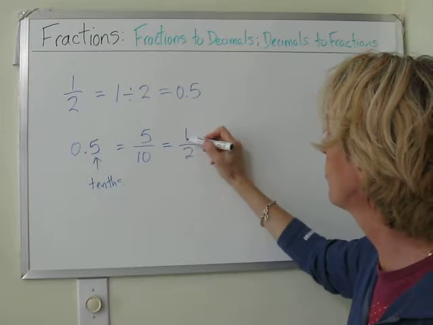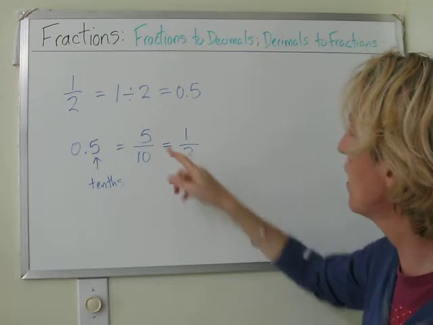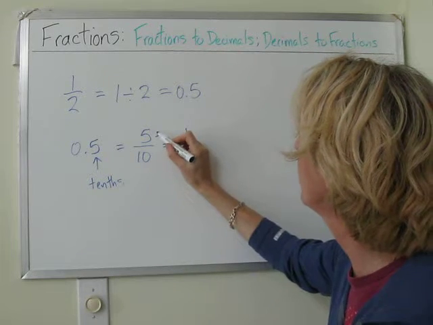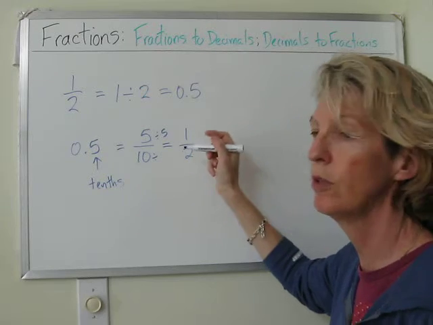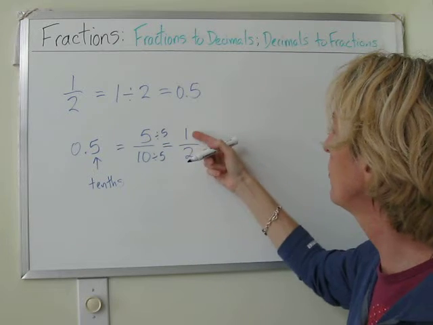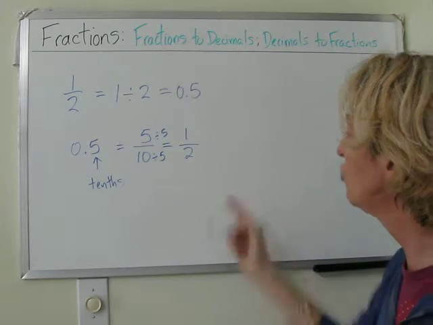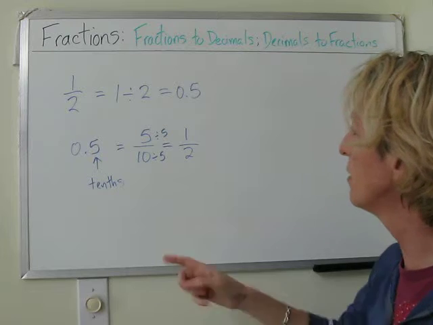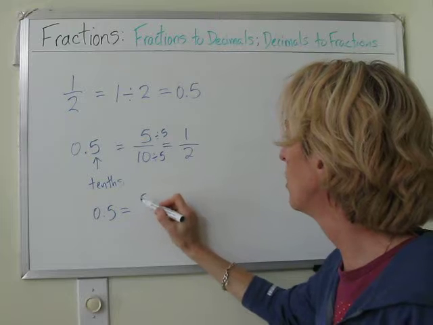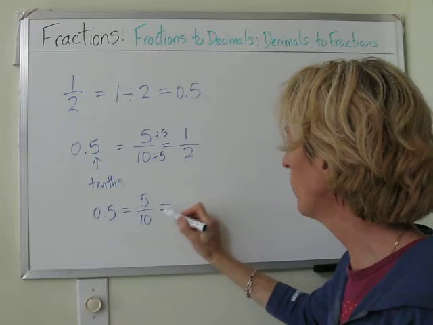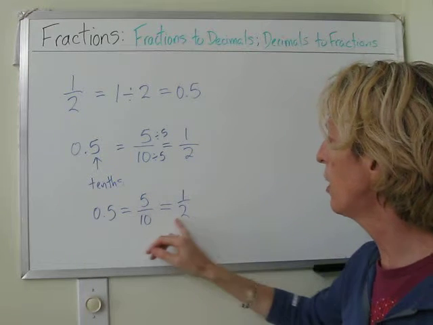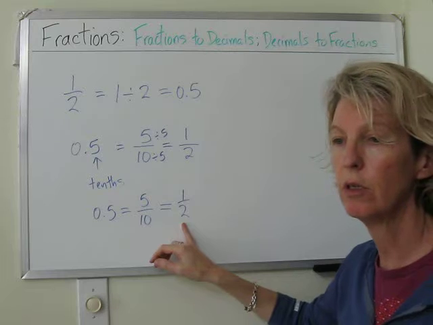It's an equivalent fraction of 1/2 because 5 divides into itself once, and what we do to the numerator, we do to the denominator. We can divide this by 5, and what we do to the bottom, we do to the top. Exactly, and we divide that by 5. 5 divided by 5 is 1. 10 divided by 5 is 2. So what we have is our decimal of 0.5 is equal to 5 over 10, which is equal to 1/2. So we've gone from our decimal back to our fraction.